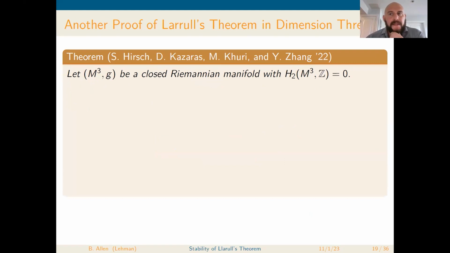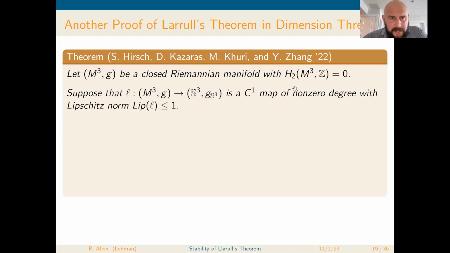Okay, and so with these Llarull potentials, they're able to give another proof of Llarull's theorem. Again, it uses the distance condition, not the area condition. But they're allowed to consider a manifold which is not necessarily a sphere. But so then they have to impose this homology condition for the reasons that Marcus was talking about. But you have this Lipschitz map from this general Riemannian manifold to the sphere, and it has to be Lipschitz less than or equal to 1.